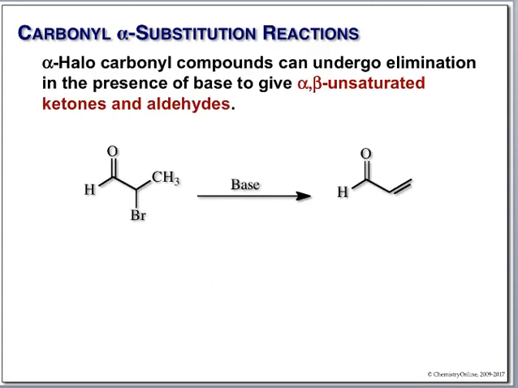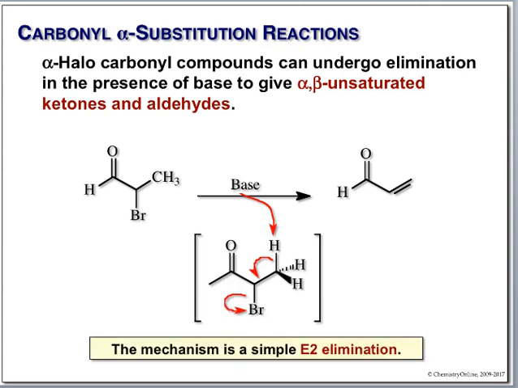Like I said, one of the neat things about doing the alpha bromination reactions is that we can convert these into alpha-beta unsaturated carbonyl compounds. The mechanism is very simple. Base simply attacks the beta hydrogen here, pulls it out, bromine leaves, E2 elimination. These two must be anti-periplanar and coplanar, and we get the alpha-beta compound.